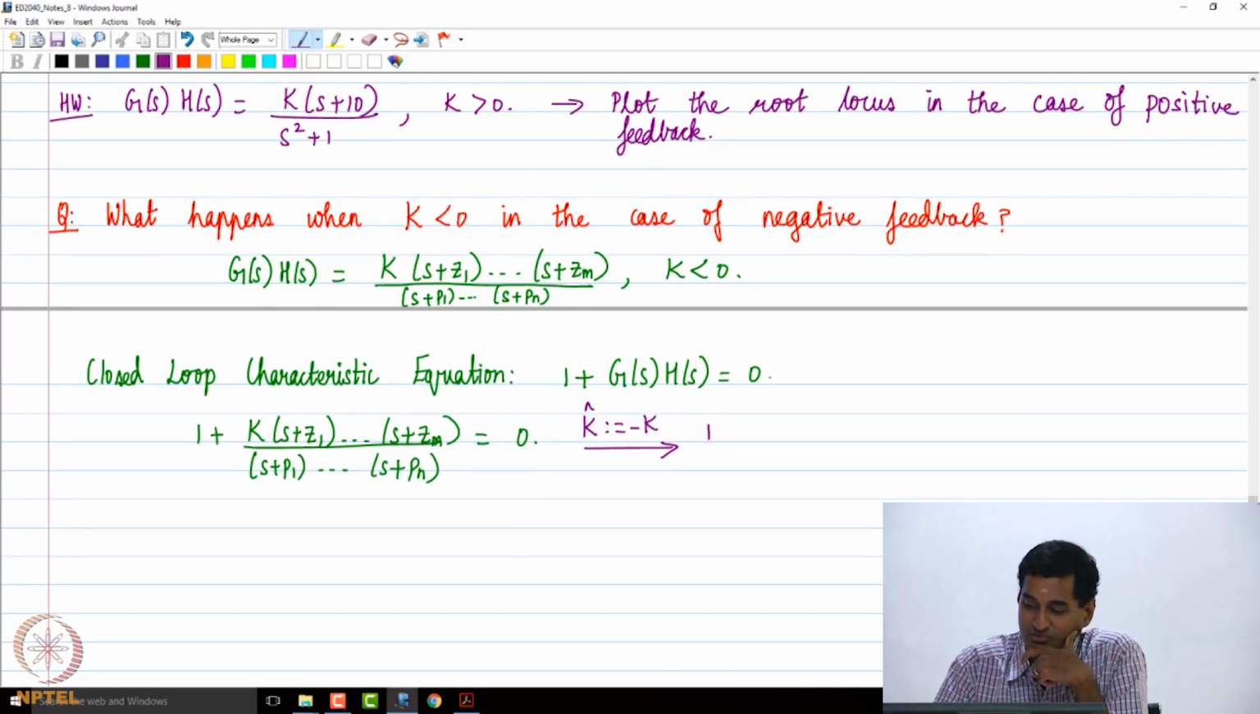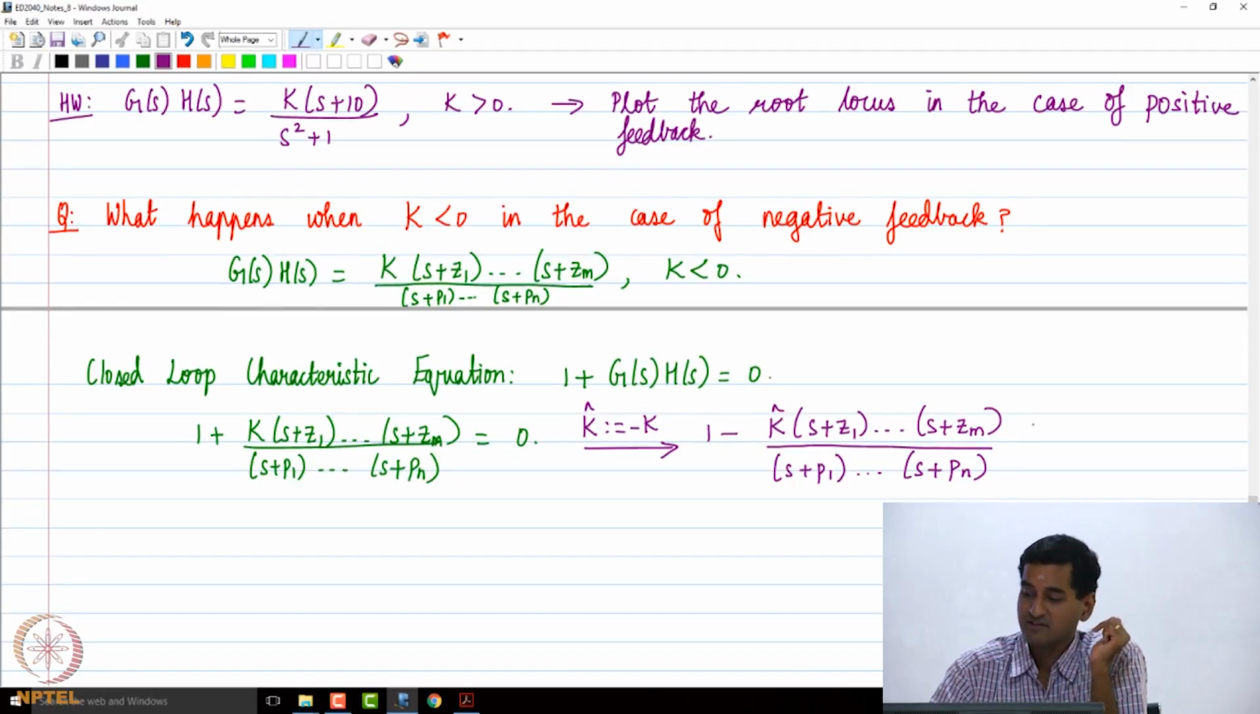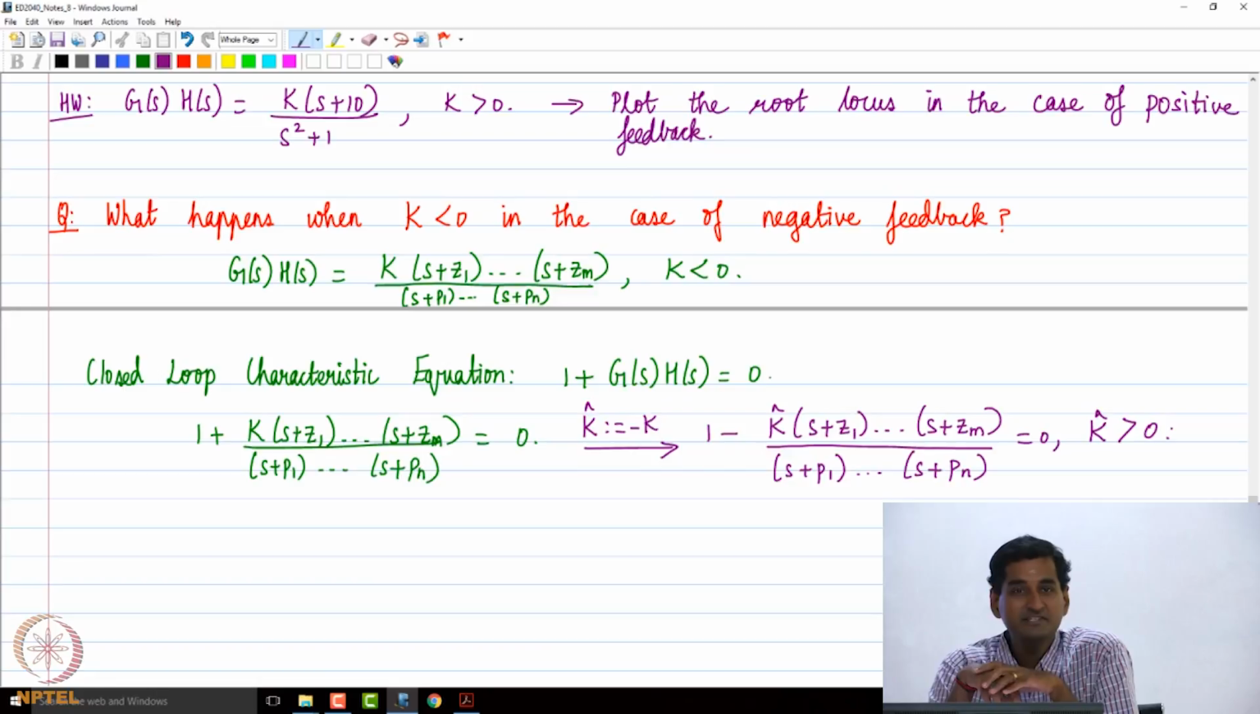So the same closed loop characteristic equation now becomes 1 minus k hat (s plus z1) till (s plus zm) divided by (s plus p1) till (s plus pn) equals 0, but k hat is now positive. Now the answer is obvious, right? So what do we need to do? We need to follow the steps that we discussed today.